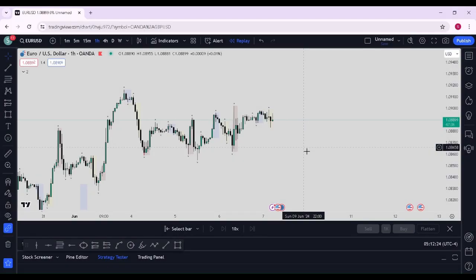Alright guys, if you are losing with fair value gaps, you are on the right video, as in this video we are going to talk about high probability fair value gaps. I am going to give you a type of fair value gap which you can use in your trading to improve your win rate. Alright, so the thing is simple. We'll keep the video short and give as much information as I can.